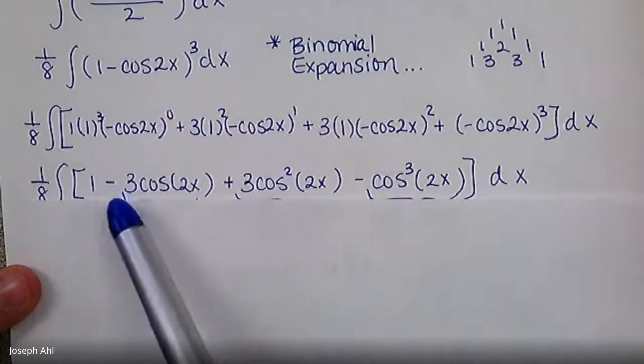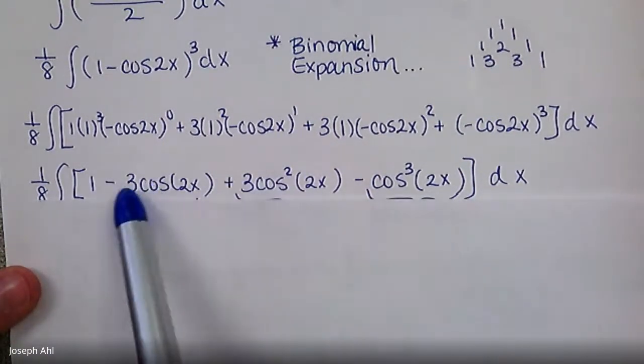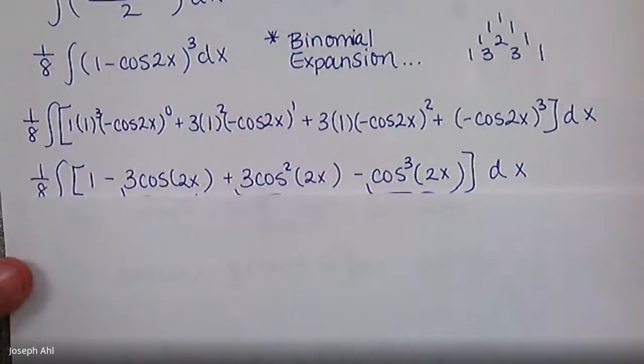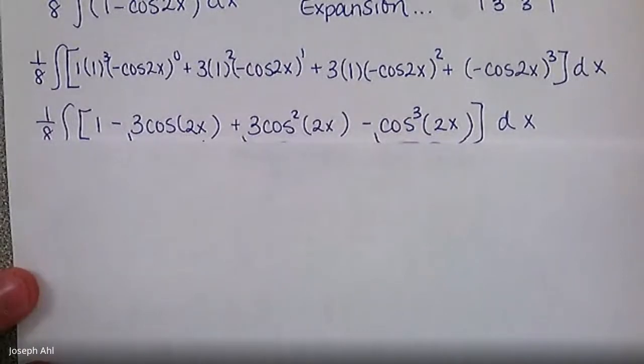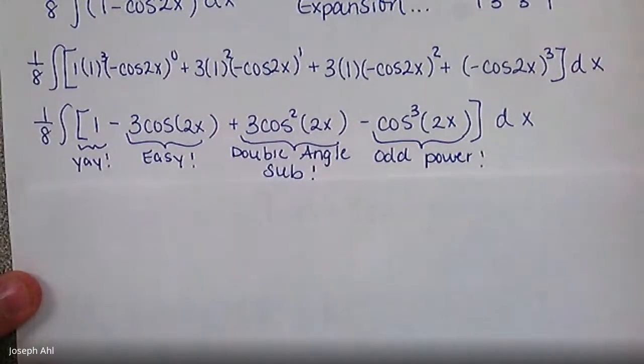All right. So if we treat each of these as one individual piece of the integral, some of them are easy to integrate, some of them not so easy. Here are my suggestions for each of those 4 pieces. Integrating 1 dx. Yay, that's easy. Well, the next part, minus 3 cos 2x, also pretty easy.